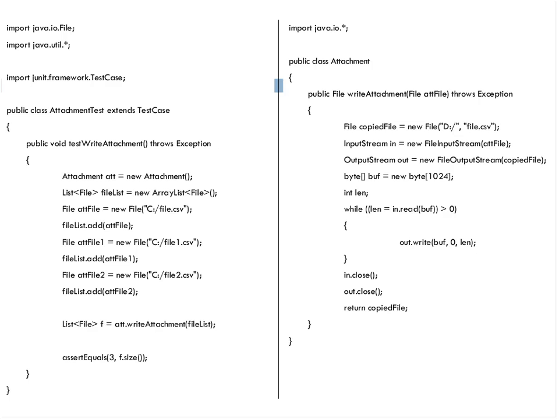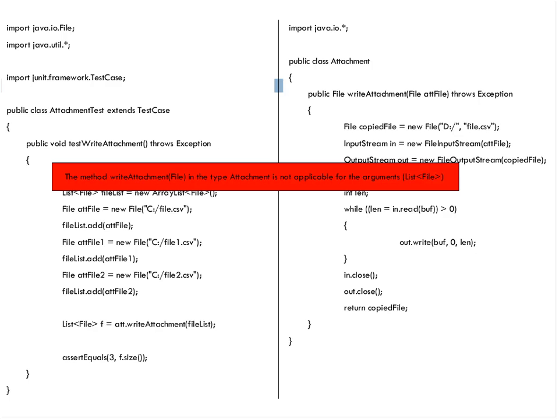Now if I do this, my test case is more or less complete, but if I run this it will give me an error saying that there is a writeAttachment method in the attachment class that accepts an argument as a file, and it's not applicable for arguments which is a list of files. So it will give me this error because my test case has changed and my code is not there. The code to actually pass the test case is not currently there.